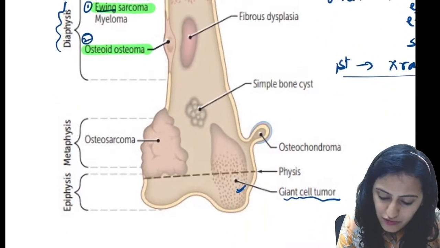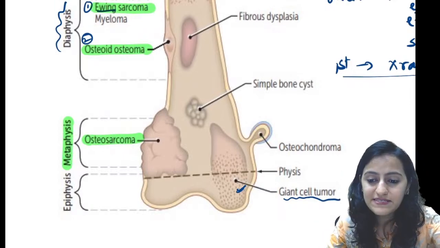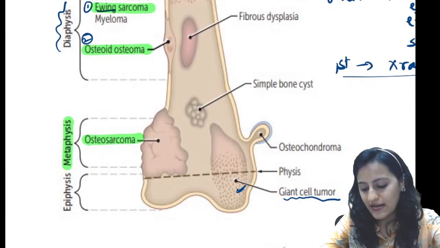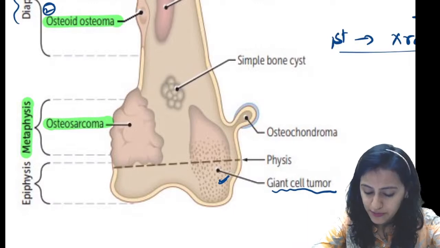Look at the location of the osteosarcoma. Osteosarcoma is in the metaphysis and it has dense bone, right? The osteoid matrix is what it has. This was a recent AIIMS exam question and FMGE exam question as well.